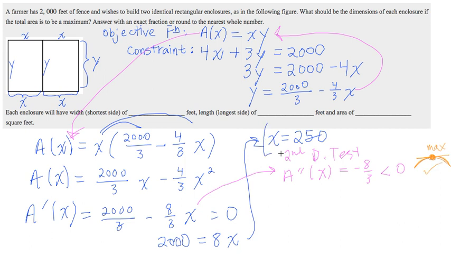Okay, so then you have x, and it's 250 right there. What you can do is go figure out what y is, that's the longer side, and then multiply the x and y to get the area of each section.